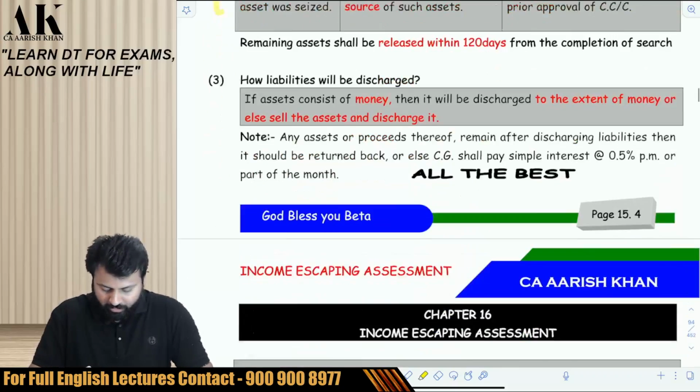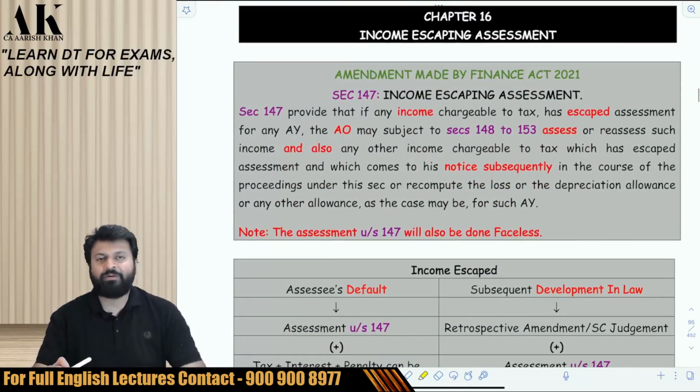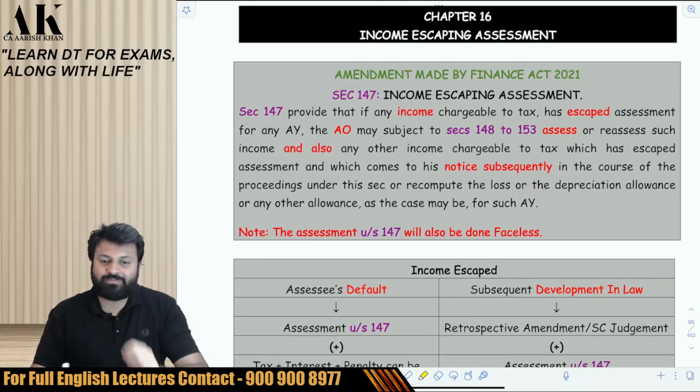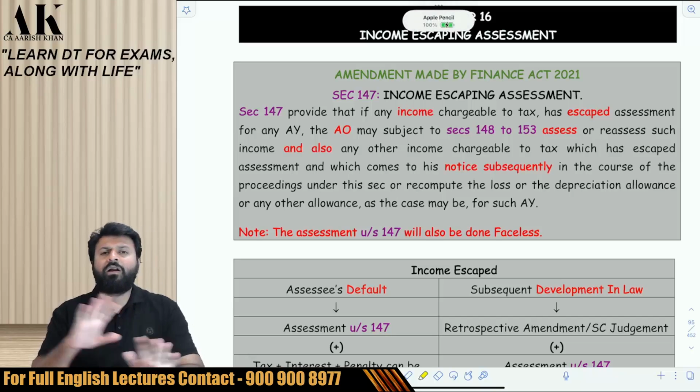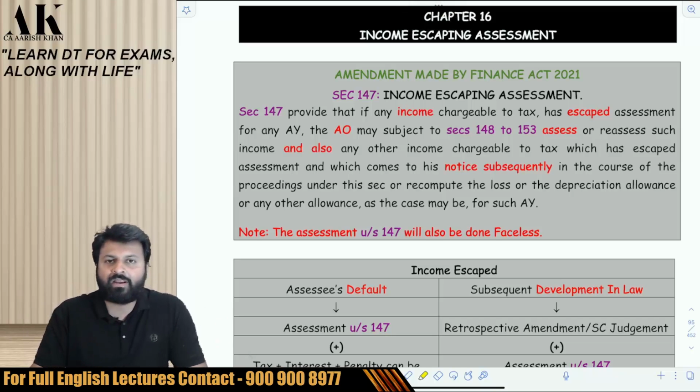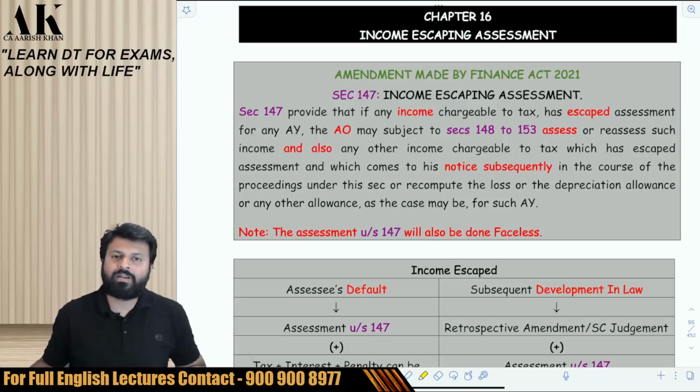Now, let us move ahead towards a big one, and that is chapter number 16, income escaping assessment. That is a big assessment. That is the third assessment of our life and the last assessment of your life, after the regular assessment and after the best judgment assessment.